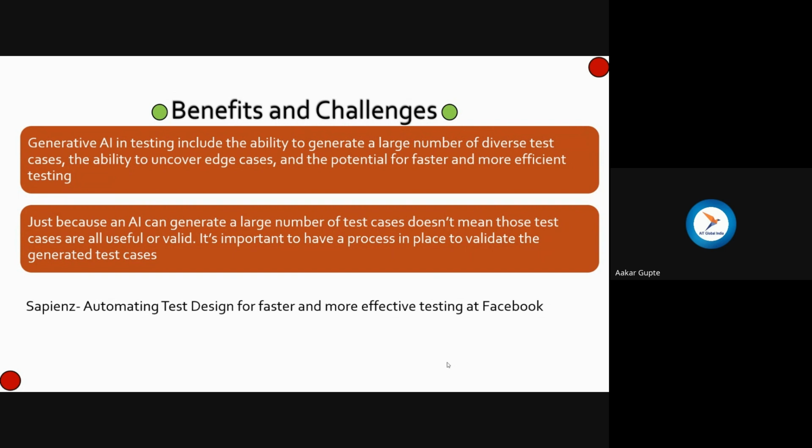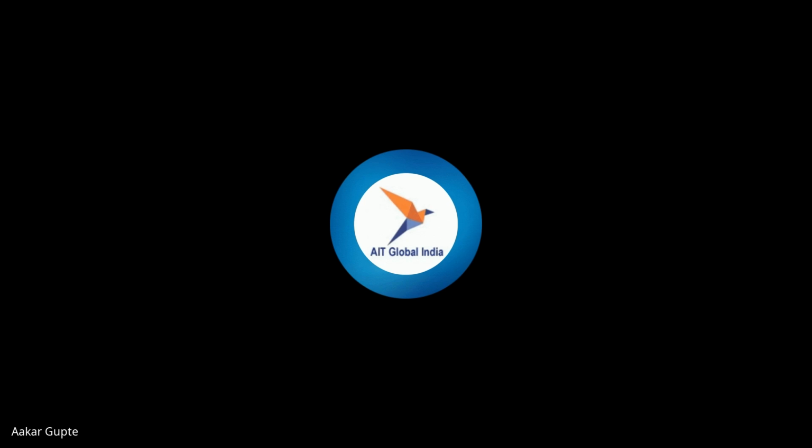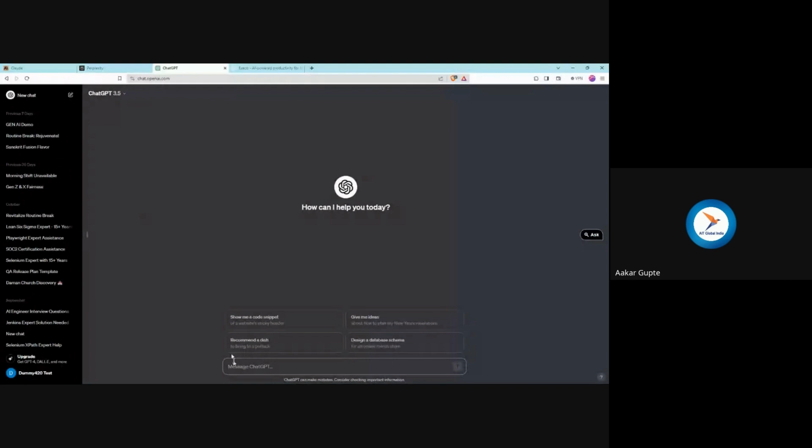So let me go through one of the demos in which we will see how we need to ensure that the test data or the test cases may not be the same as expected. All set. Let me share my screen once again so that we are all on the same page. Okay, correct. Now all are able to see the screen.